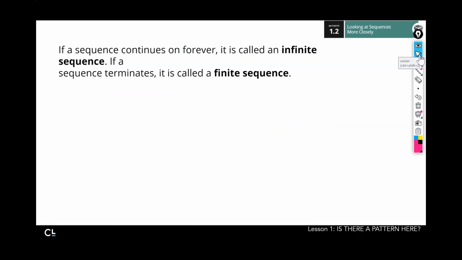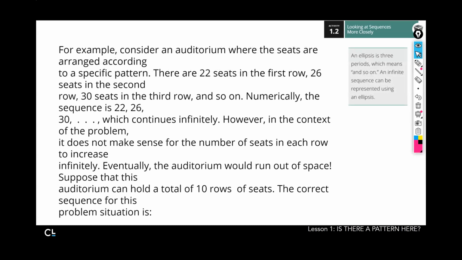If a sequence continues on forever, it's called an infinite sequence. If a sequence terminates, it's called a finite sequence. For example, consider an auditorium where the seats are arranged according to a specific pattern. There are 22 seats in the first row, 26 seats in the second row, 30 seats in the third row, and so on. Numerically, the sequence is 22, 26, 30, which continues infinitely. However, in the context of this problem, it does not make sense for the number of seats in each row to increase infinitely. Eventually, the auditorium would run out of space.